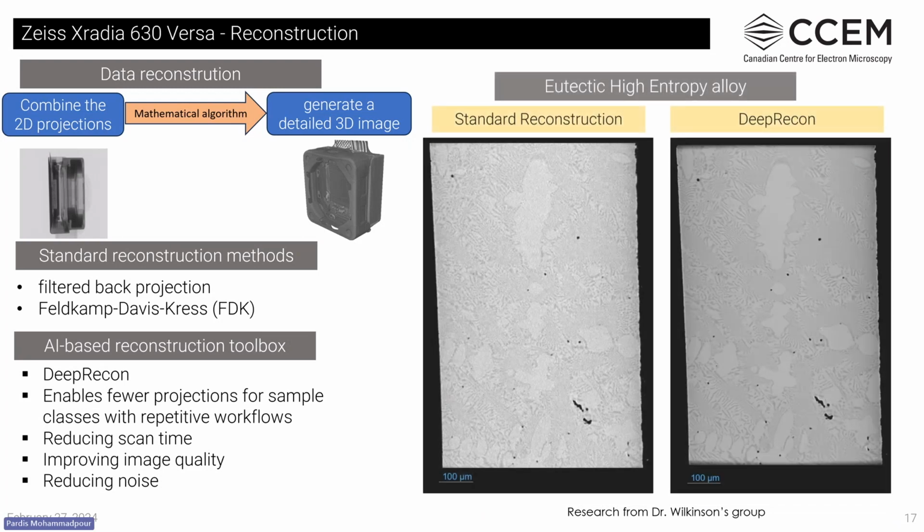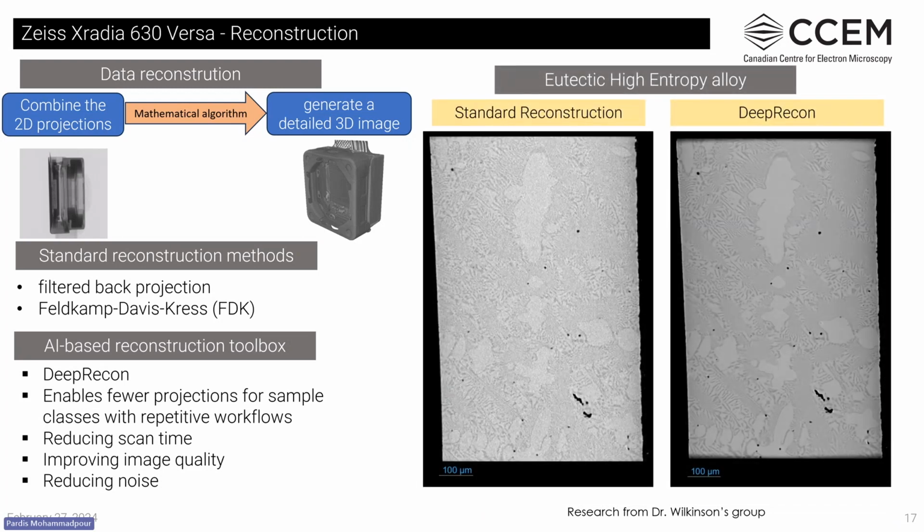Here is an example of a 2D reconstructed cross-section using standard recon and DeepRecon. As you can see, the image quality is enhanced significantly in this eutectic high entropy alloy after applying the deep learning model.